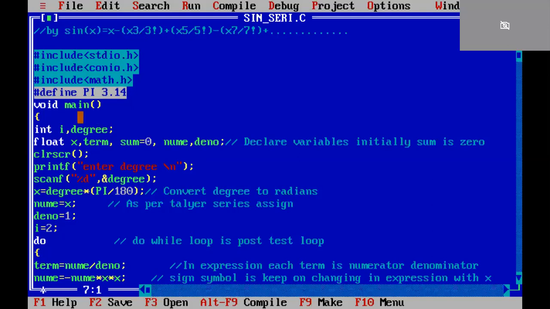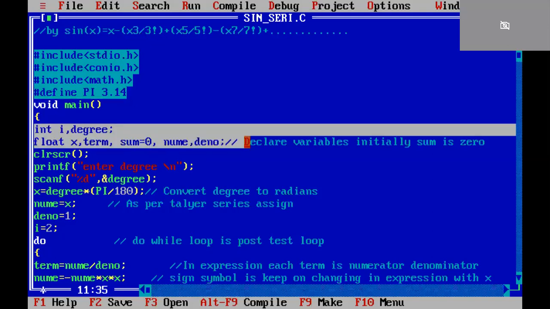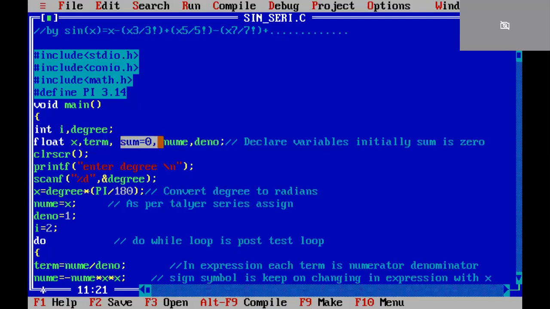That is the use of these symbolic statements. Move into the inside of the main function. You're already aware that execution always starts with the main function, and initially we have a declaration of variables. As I said, term is also a variable, along with numerator, denominator, degree, which is entered by the user, and sum, which initially has a value 0.